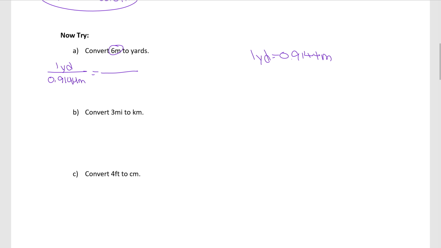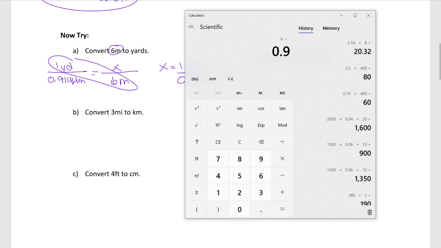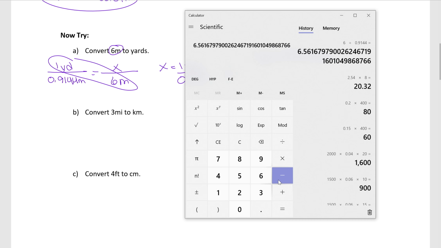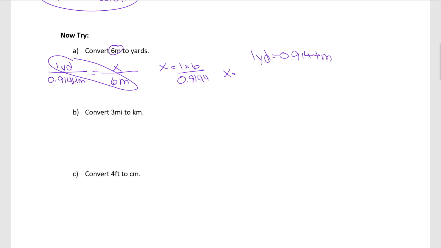It has to line up with meters in my proportion, which is on the bottom. And I'm looking for my x. So in this case, I'm multiplying on the diagonal, which is 1 times 6. And then I'm dividing by that other value, which is 0.9144. So I get out my calculator. And I do 6 divided by 0.9144, and I get a big long decimal, 6.5616, so on and so forth. So I can round that to 6.56. So 6 meters is equal to 6.56 yards.